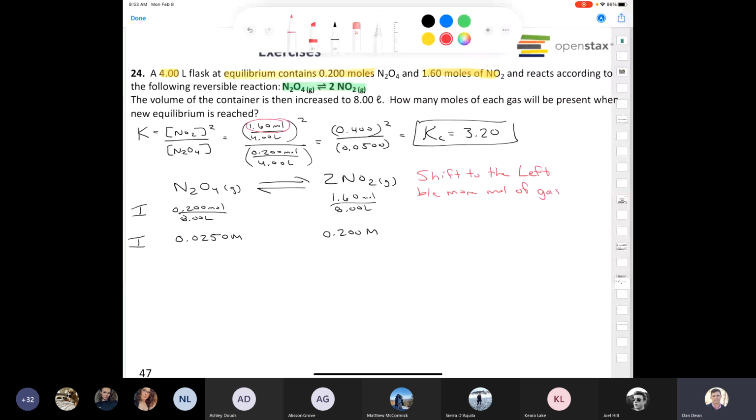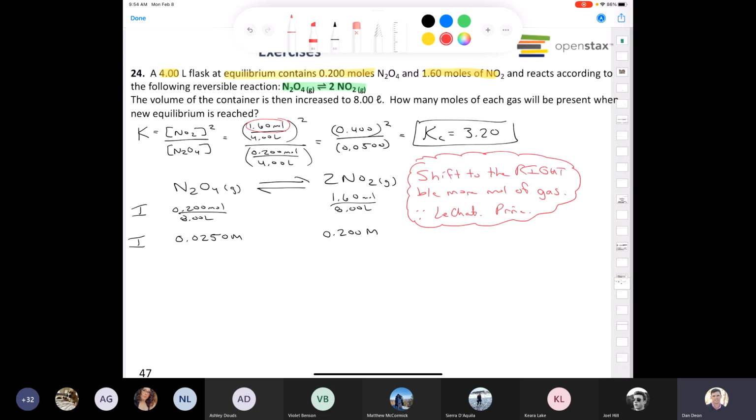You mean shift to the right, right? Yeah, sorry, shift to the right. Yep, because more moles of gas. There we go. Because more moles of gas, and this is Le Chatelier's principle. Okay, so you need to understand non-constant volume systems and what's going to happen if you change the size of the container.